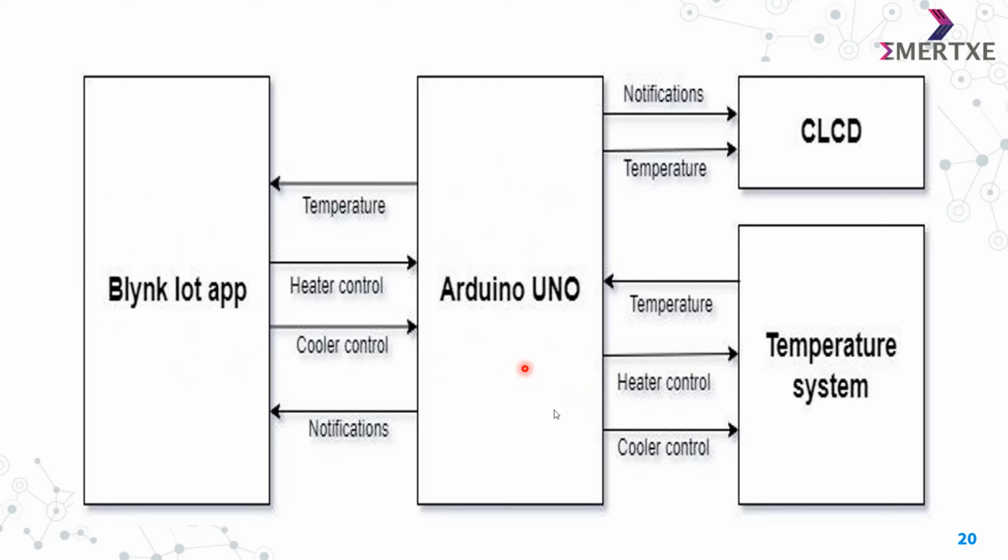Then this is our Arduino board, and this is our temperature system, and this is our CLCD display. When the temperature rises or falls, this information goes to the Arduino board, and the Arduino board sends a notification to the cloud app, and the cloud app further sends the notification to the Arduino for controlling purposes. Then this notification or control goes to the temperature system, and the notification goes to the CLCD display, which shows the actual temperature of the system.